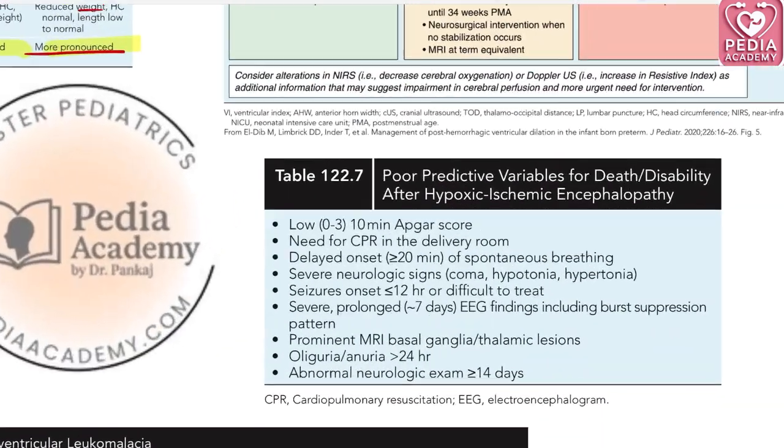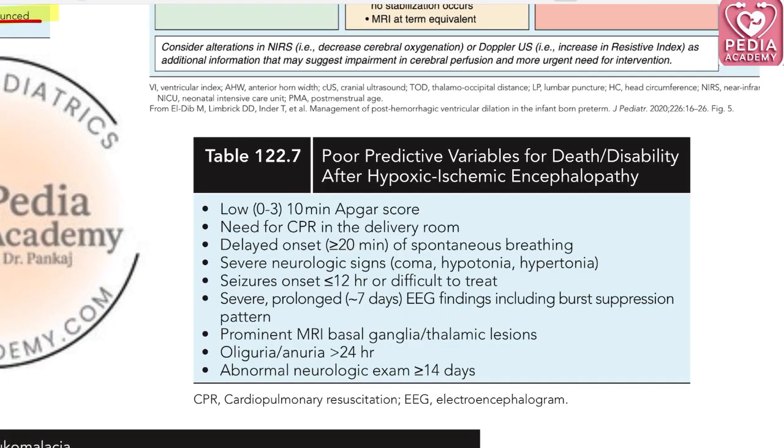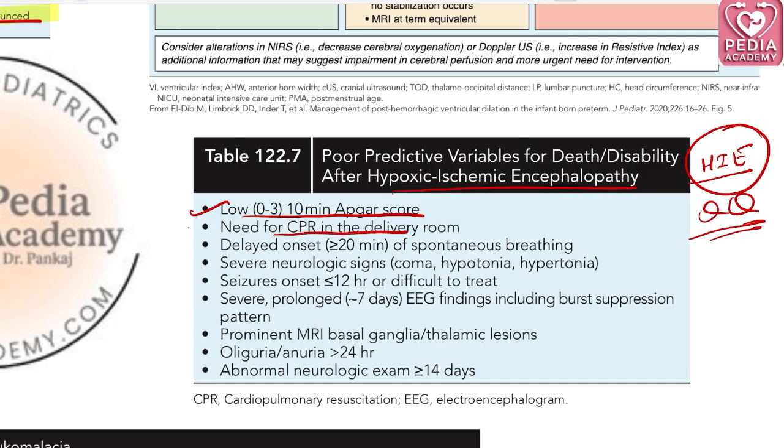Okay. There are some poor predictive variables for death or disability after HIE. So basically HIE, these are poor prognostic factors. This is an ultra important table because in exam they'll pick lines directly from Nelson from this table. So low 0 to 3 at 10 minutes Apgar score we know because this is poor outcome. Need of CPR in delivery room, yes.